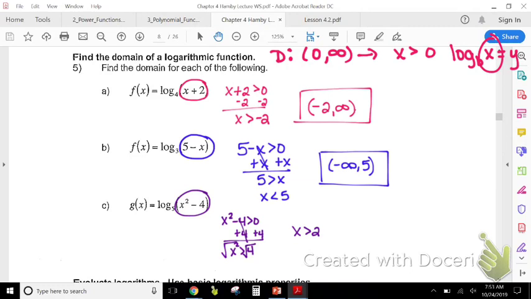Wait, what do you mean on the negative? Well, what's the square root of 4? 2 and negative 2. So you're going to get x is greater than 2, and you're going to get x is less than negative 2. Okay, when you do the negative, switch the sign.